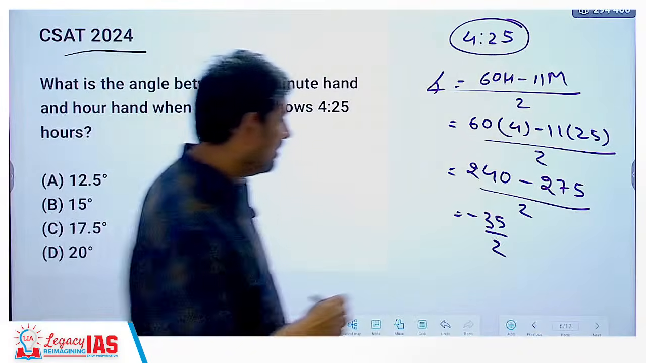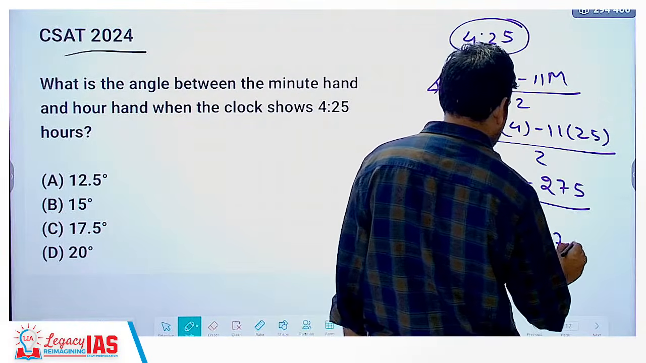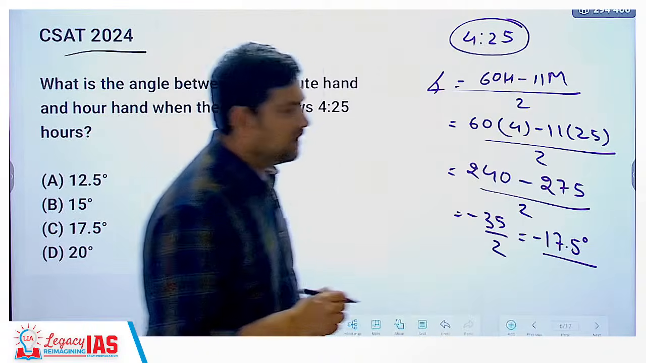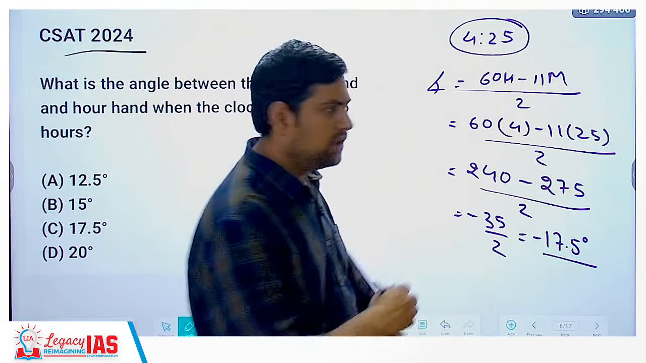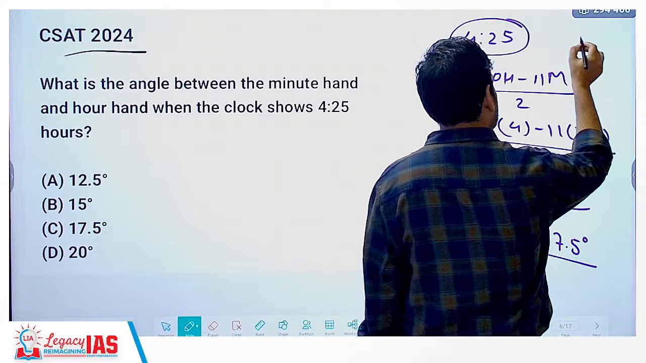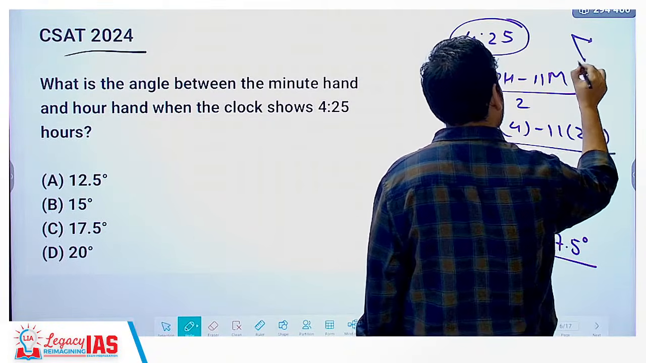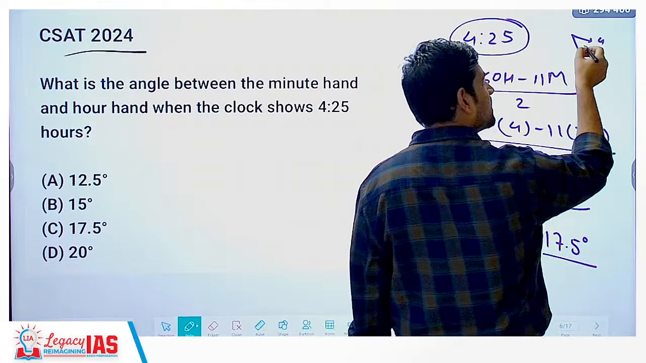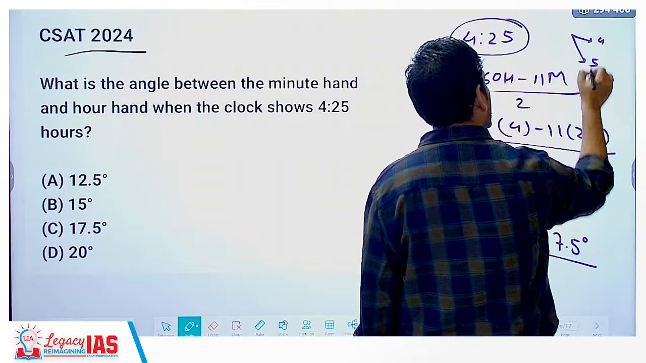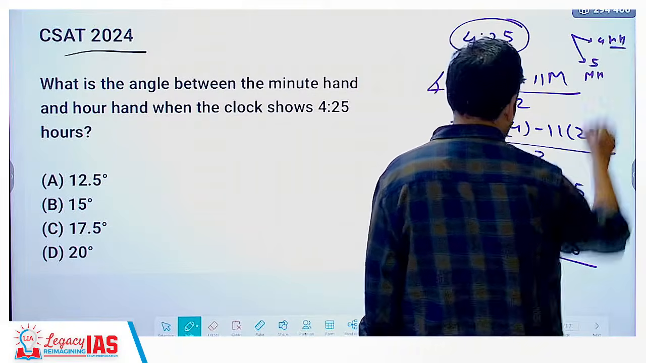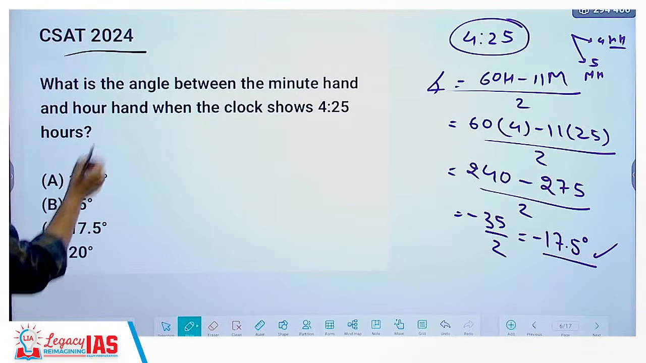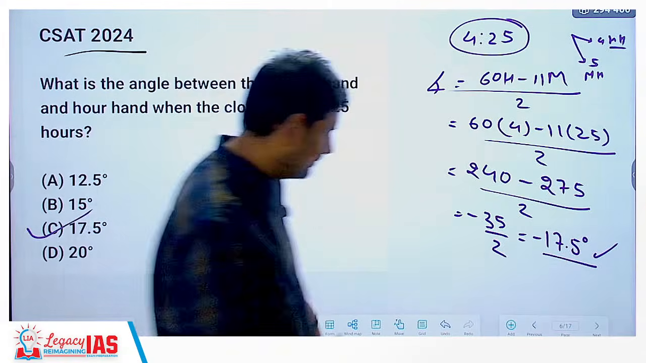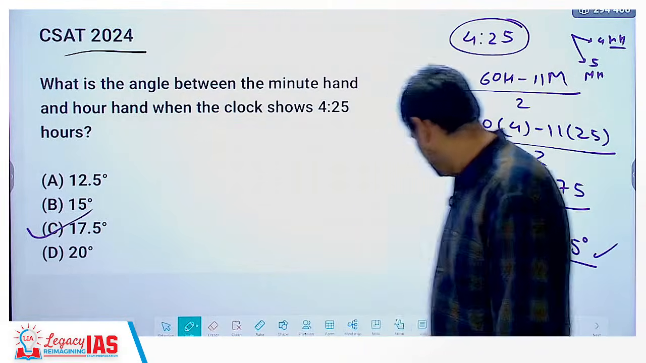Minus of 35 by 2 is equivalent to minus of 17.5 degree. Now, don't be confused by the minus. Why? Minus only means that in this case, and which is true also, at 4:25, this is 4 and somewhere close to 5 is 25, correct? So at 4:25, the minute hand is very clearly ahead of the hour hand. That's why you're getting it as negative. So it is only asking you the angle. What is the angle? Very clearly 17.5 degree. Understood? Now, next.